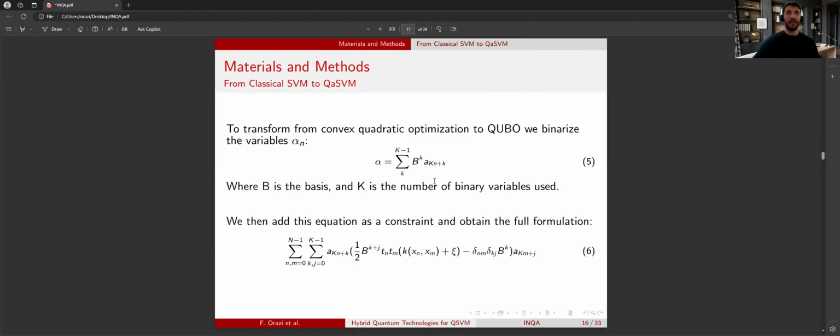Let's start with the actual formulation. We need to transform the convex quadratic optimization formulation for the support vector machine into a QUBO by binarizing the variables alpha. There are some actual advantages in using many binary variables instead of a continuous one that are explored by Willsch et al. in their paper. And if we just do the substitution and add equation 5 as a constraint, we obtain the full formulation that I showed you before.